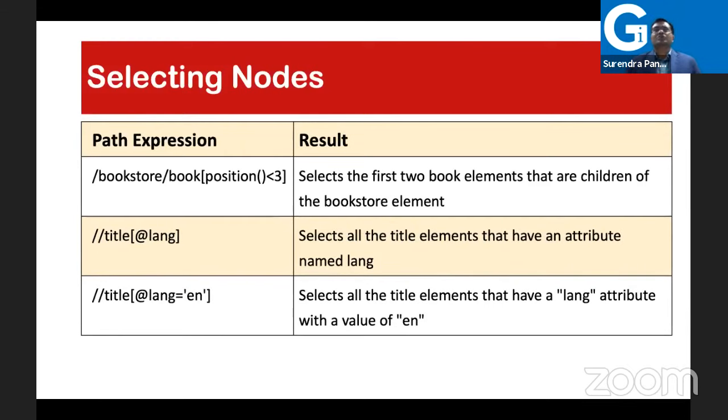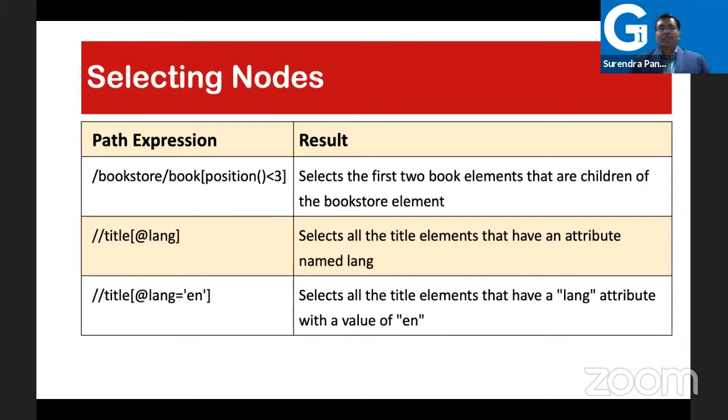So here we can use certain expressions, and these expressions are nothing but path expressions. Using the path expression, you can decide how many elements you want to access with a condition. You can write the condition here. In this case, you want to select the first 2 books, so we say less than 3. Select the first 2 book elements that are children of the bookstore element.